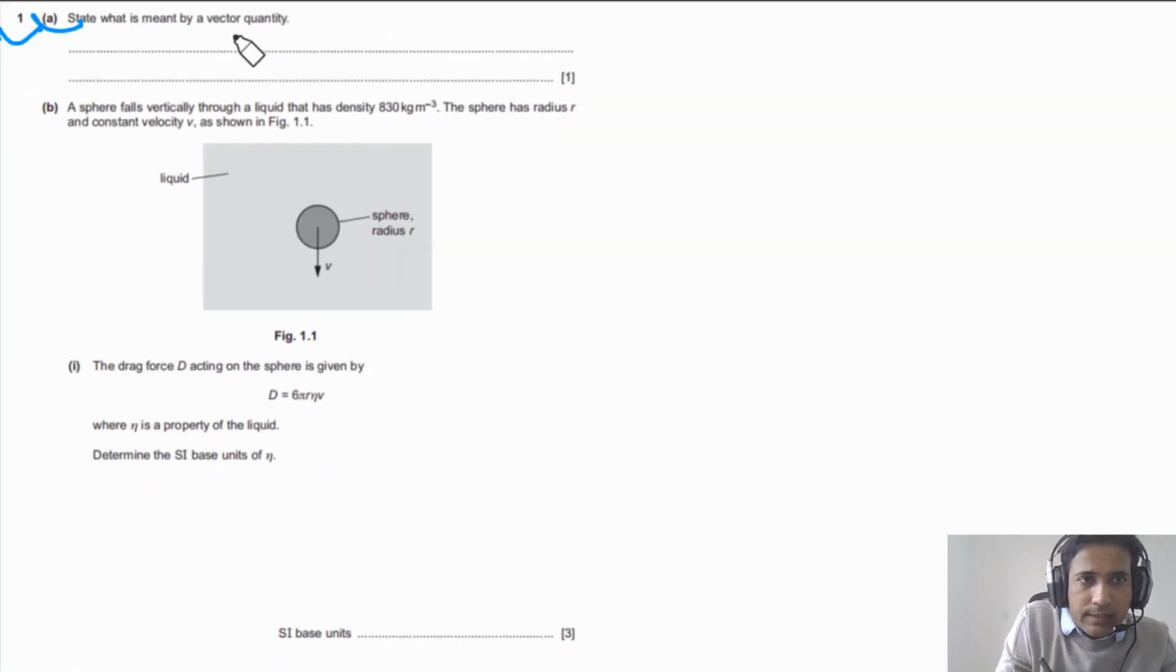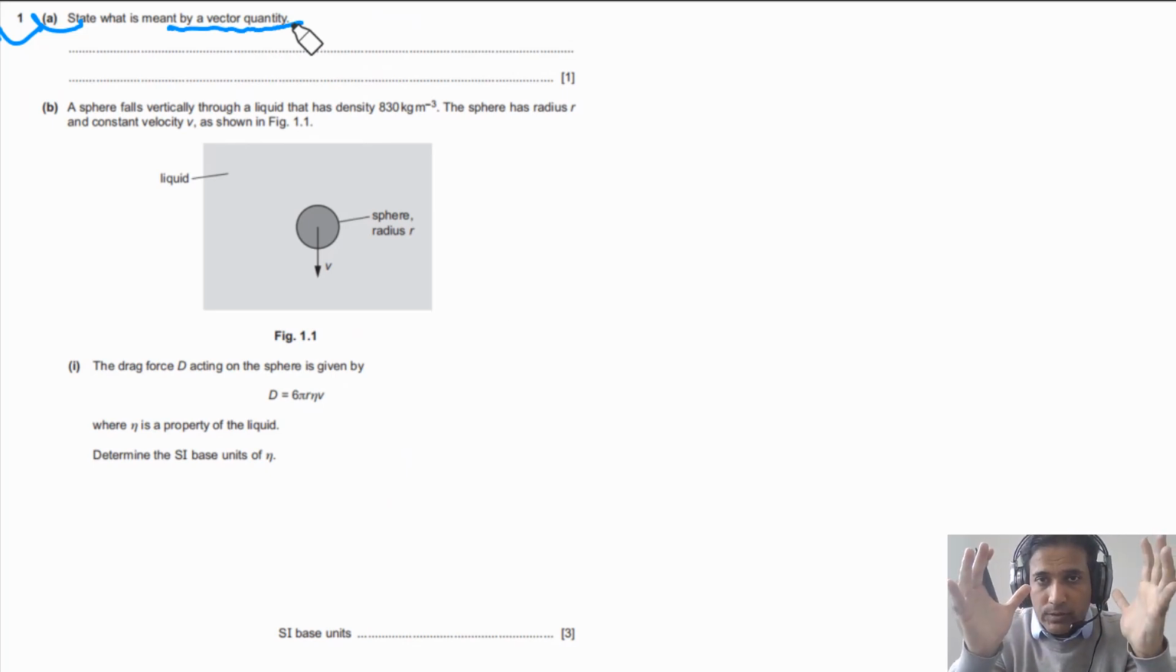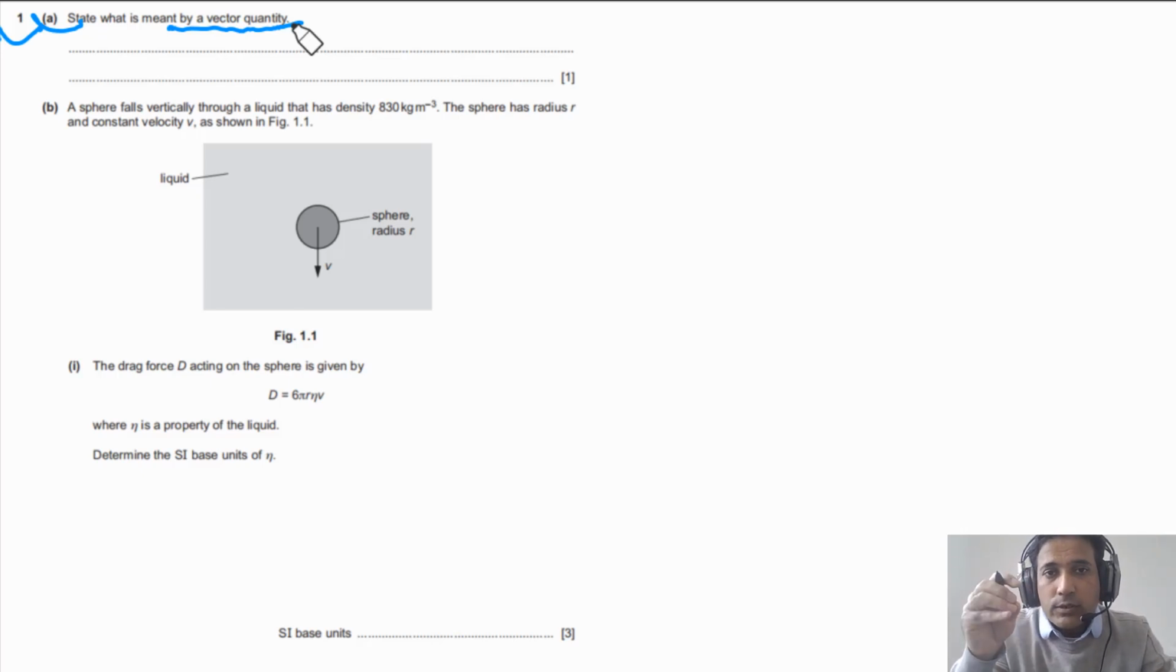Question 1, part A says, what is meant by a vector? There are two types of quantities at this level, vector quantities and scalar quantities. Scalar quantities, we can explain with the help of only magnitude. But to explain vector quantities, we need magnitude and also direction.